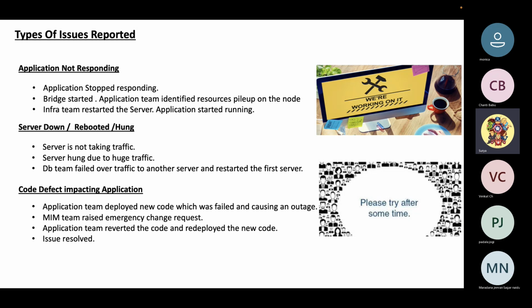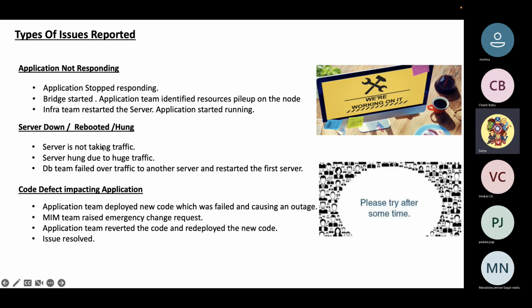In the second case, three servers are working fine. But server 1 is not transferring the data to the other servers. So how did they resolve the issue? They manually diverted the traffic to the other servers and restarted the first server. No need to explain this much to your interview panel, but the basic thing is the server is not taking the traffic, so the DB team manually failed over the traffic and restarted the server.